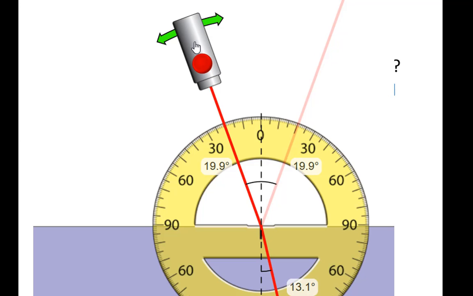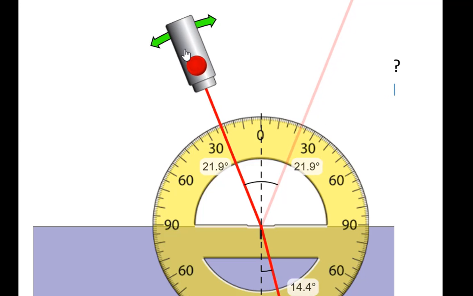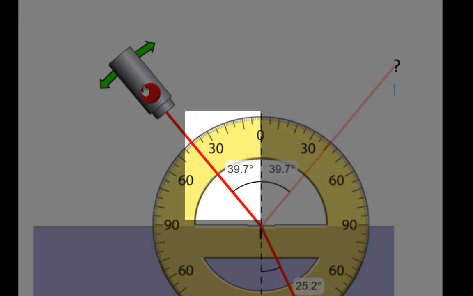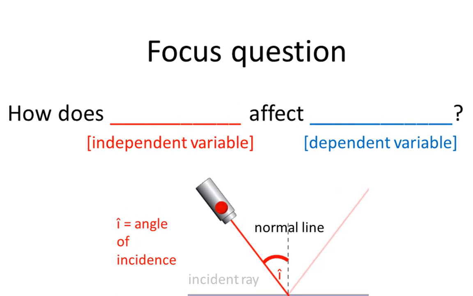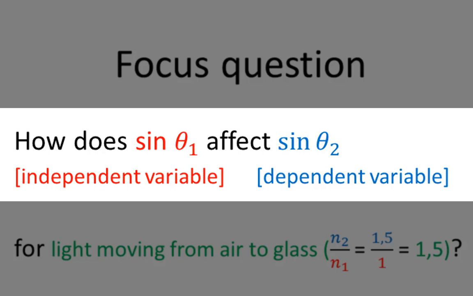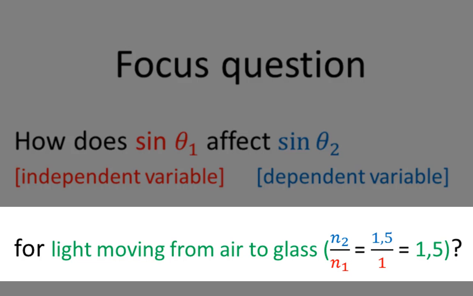Can you remember that in that previous investigation, the thing that we varied was the angle of incidence, theta 1? But now we're going to look at it a little differently. So what do you think we should write on each of those lines? How does sine theta 1 affect sine theta 2 for light moving from air to glass? And remember that if light moves from air to glass, our two media are 2, glass, 1, air, and n2 is 1,5, n1 is 1. So n2 over n1 is 1,5.